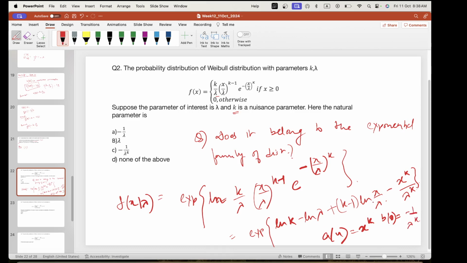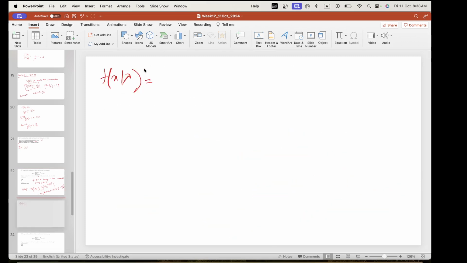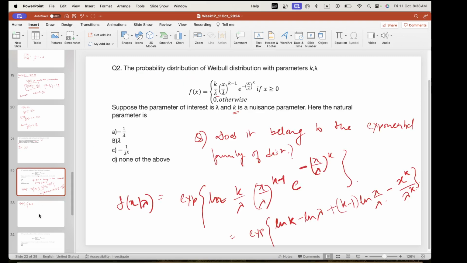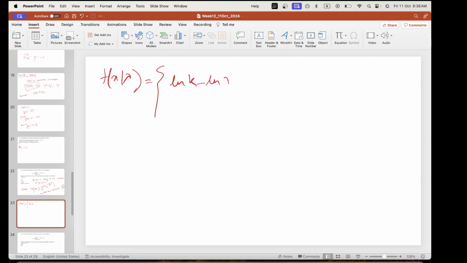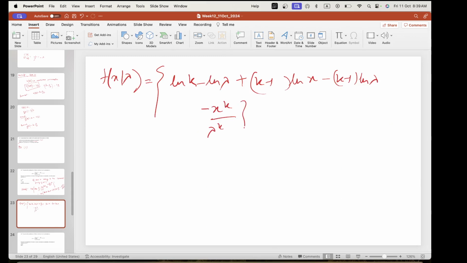Okay, and this thing, c theta, we can write as ln k minus ln... I'll write it clearly on the next page. So, if x given lambda is equal to ln k minus ln lambda plus k minus 1 ln x minus k minus 1 ln lambda minus x to the power k by lambda to the power k.